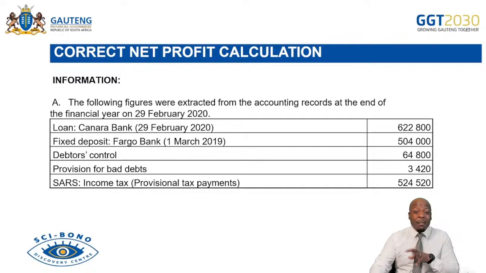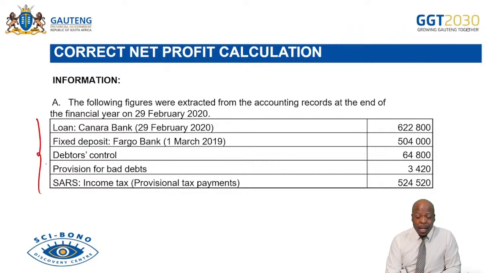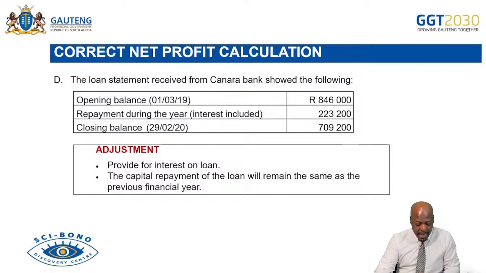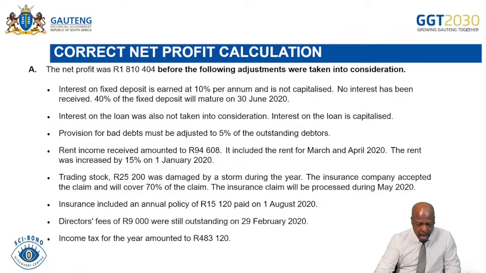All right. So we were given information, and here is the information. The following figures were extracted from the accounting records at the end of the financial year. So this was an extract of information that we were given. And then we're given adjustment D as well. This is a statement received from Canara Bank. Okay, let's go on. And then we had that particular adjustment that related to the loan. Okay, then we had information A. You can see here it is all the information that must be considered as we calculate the correct net profit.